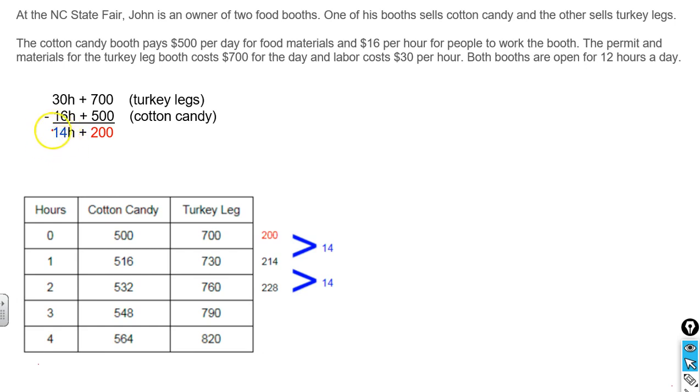The difference of 14 that we got from subtracting those constant rates of change shows up here. So this 214 we get by subtracting the total cost at 1 hour of labor between the cotton candy and turkey leg booths. The 228 is the difference between the total costs at 2 hours of labor. The second difference is what we call this. The second difference, or the difference of the first difference, is 14. And so we see that that difference won't change as we move down the table.